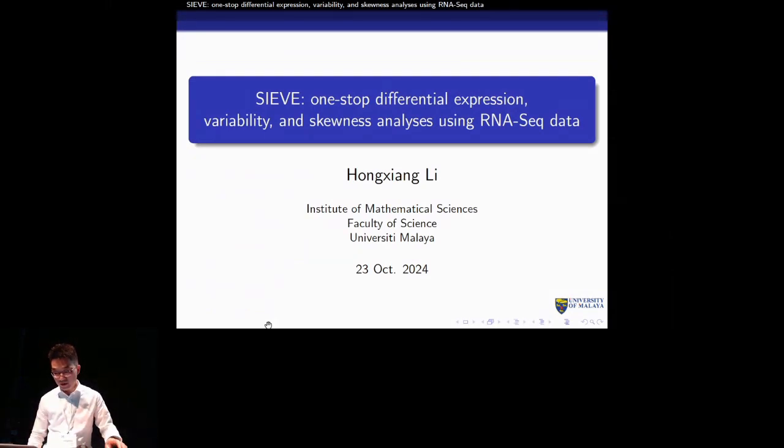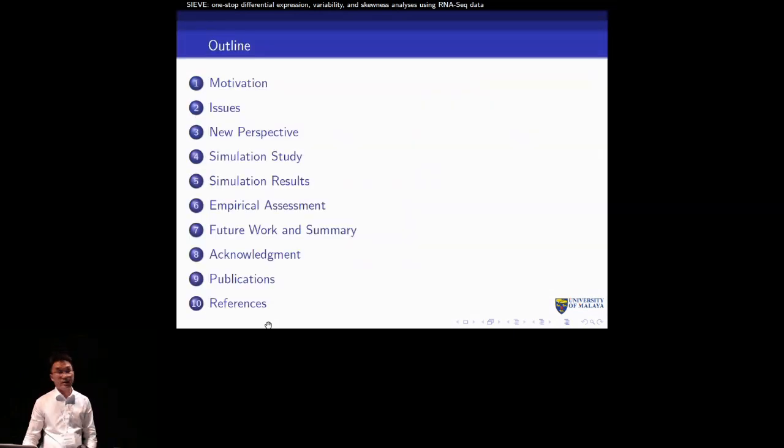I am Hongxiang, a fresh PhD graduate from University of Malaya. Today, I am going to introduce our novel bioinformatics tool, SIEVE, one-stop differential expression, variability, and skewness analysis using RNA-Seq data. Here is the outline.